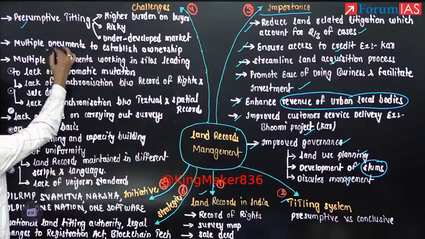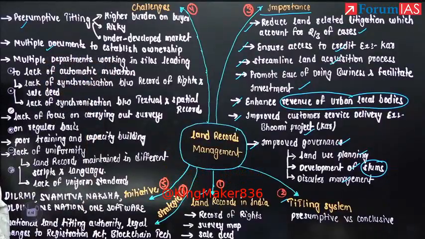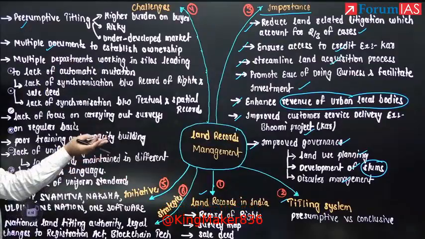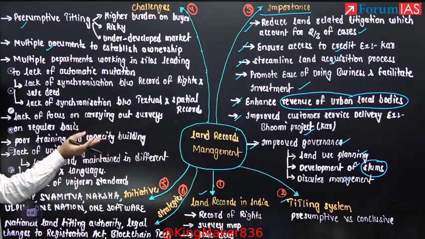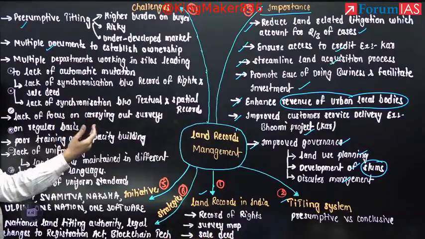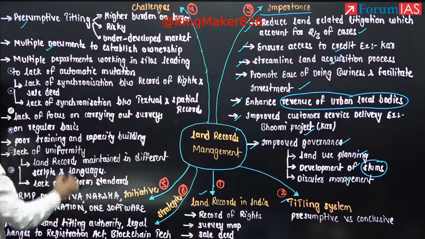There are multiple documents to establish ownership. Sale deed is there and record of rights. So between these two, if there's a conflict, which one is considered to be superior? Sale deed. Sale deed is considered to be more superior.